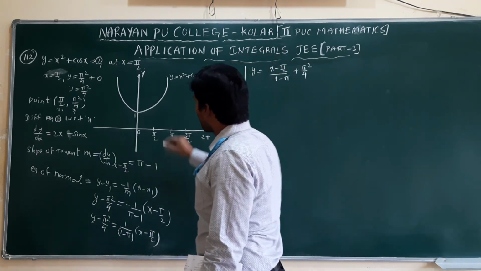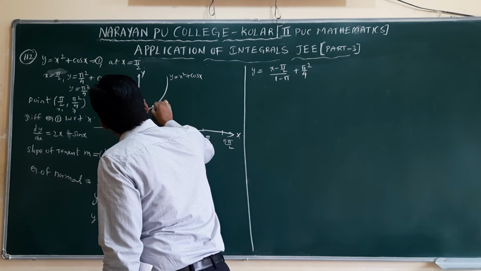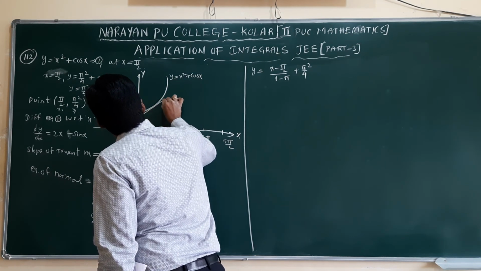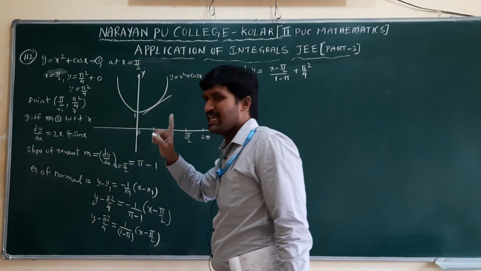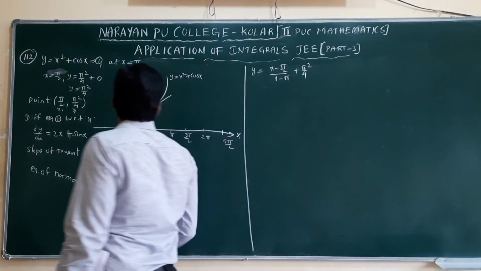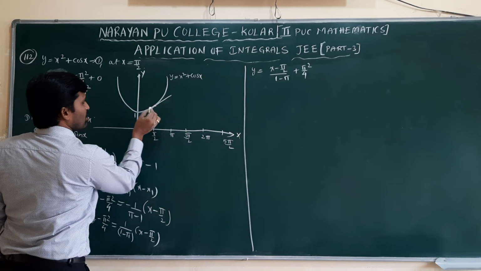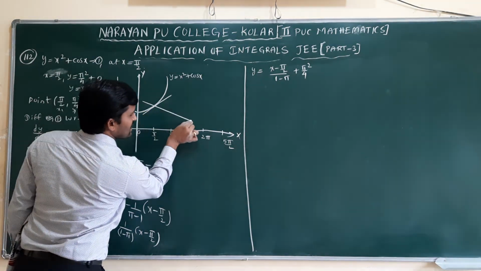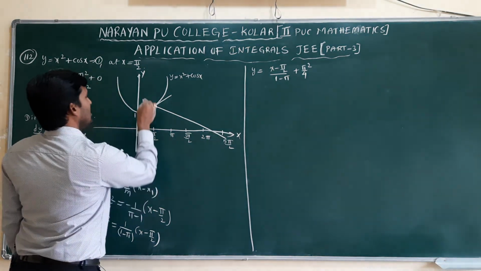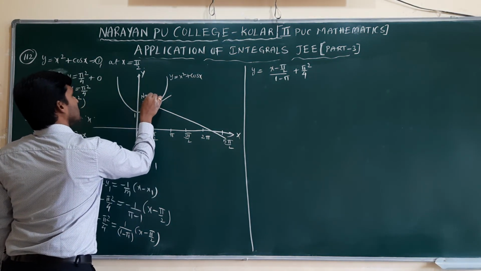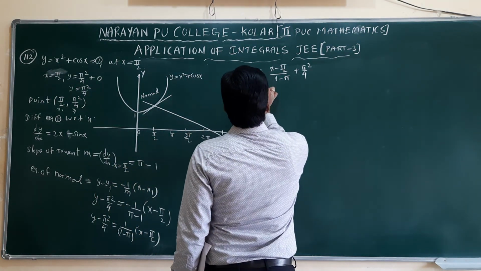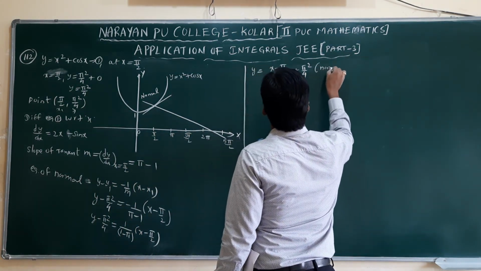Now, the tangent at pi by 2 only we are taking, this is the tangent we can draw. Tangent means a line which is touching the curve at only a single point. The normal we need to draw here. How to draw the normal? Perpendicular to this tangent. But where it is intersecting the x-axis we don't know. This is the normal. How to find this? This is the normal equation.